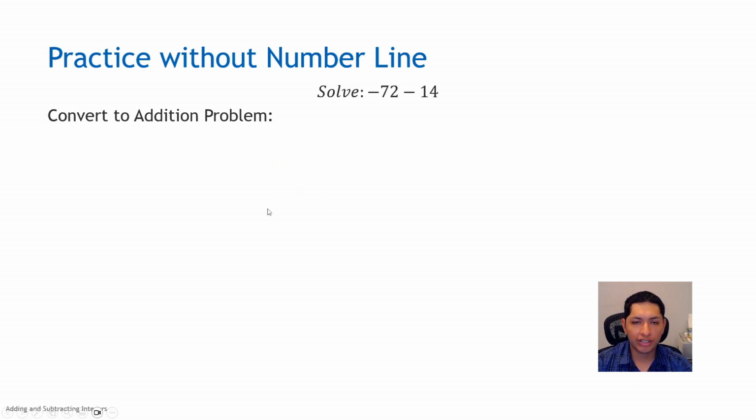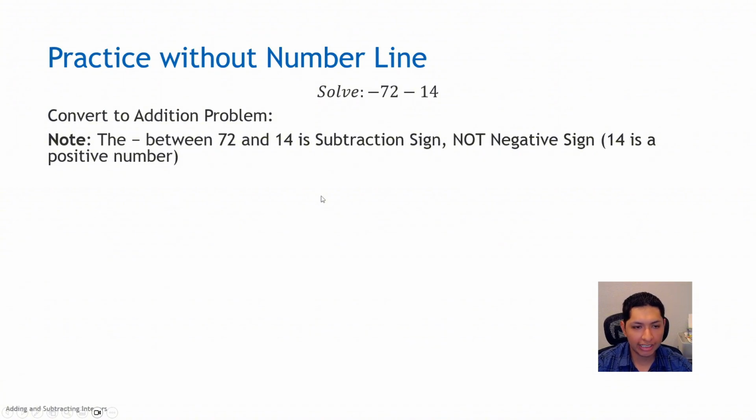And I just want to provide a quick note before we do that, and that is that the minus sign between 72 and 14 is a subtraction sign, not a negative sign. 14 is a positive number. It is very easy to be confused and say, well, wait, it's -14. But you must know that a negative sign or subtraction sign cannot be used as both at the same time. It is either a subtraction sign or a negative sign.